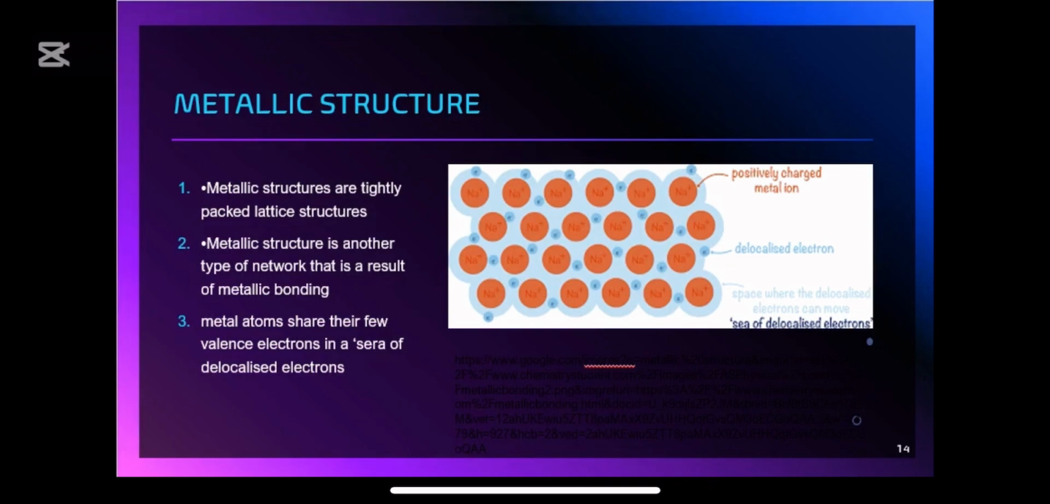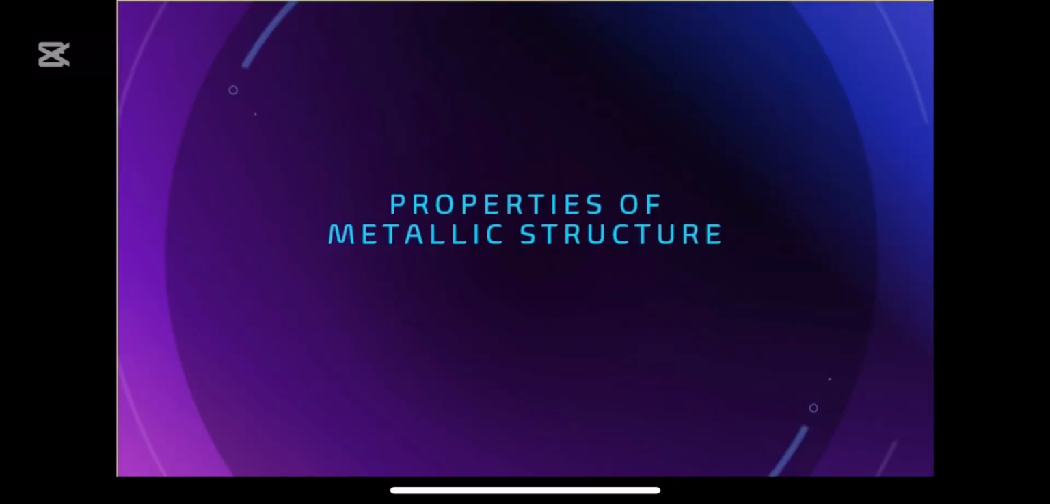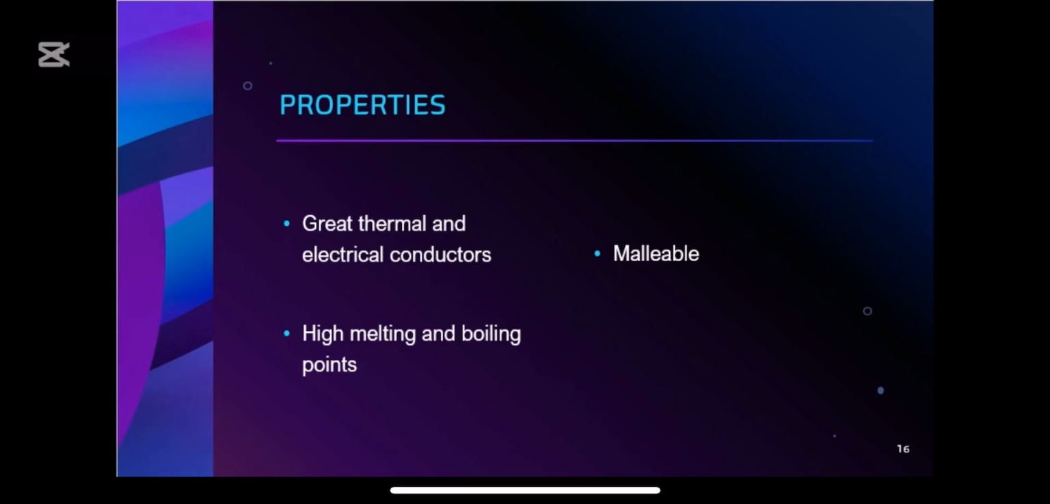Now finally, the properties of metallic structure. They are very good thermal and electrical conductors. This is due to the sea of delocalized electrons that freely move around. They have a high melting and boiling point due to strong metallic bonds.